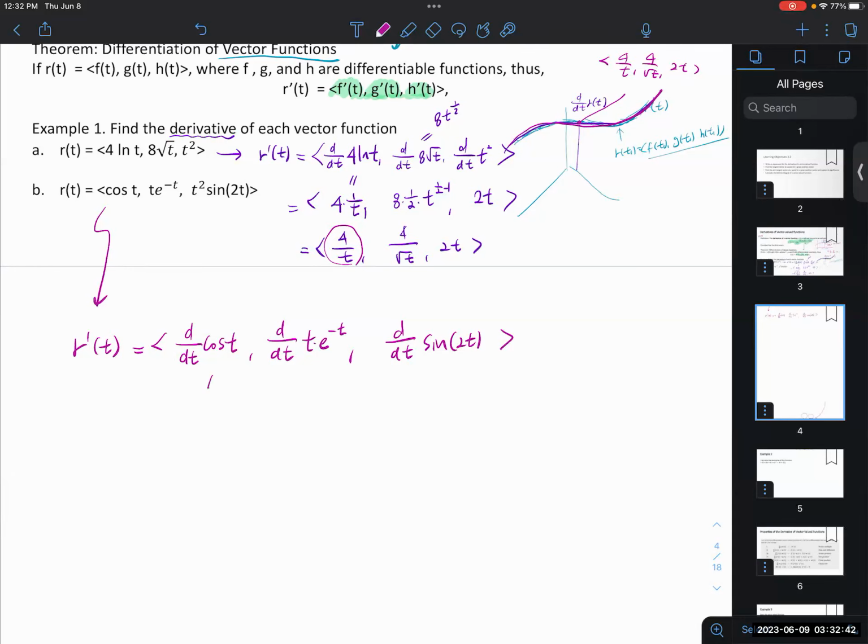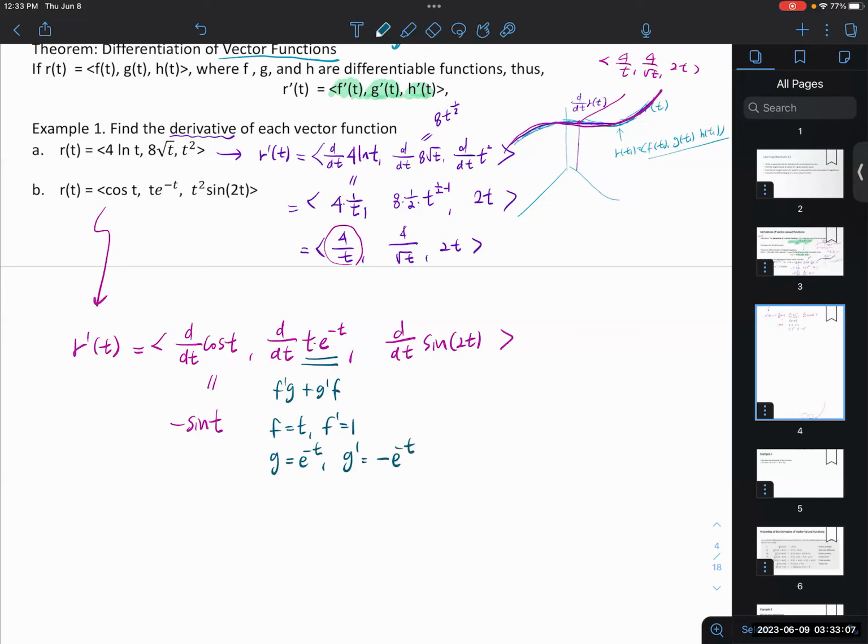So cosine t will be negative sine t. And if you remember, we are multiplying two functions, so this is going to be the product rule: f prime g, g prime f. So f is t, f prime is 1. g is e to the negative t, g prime is negative e to the negative t.